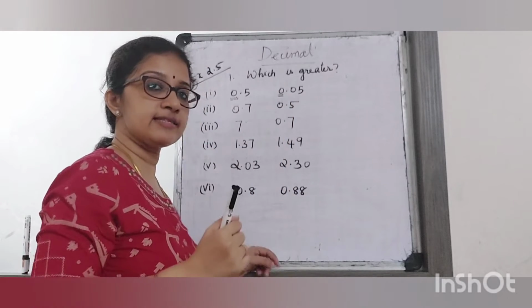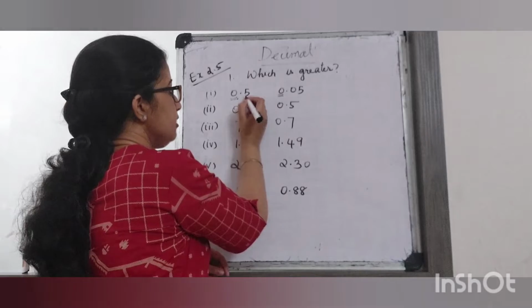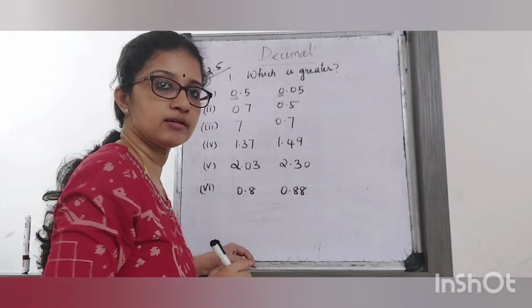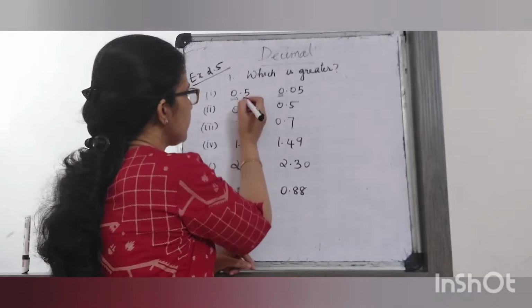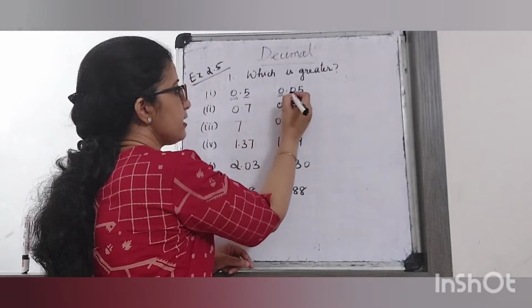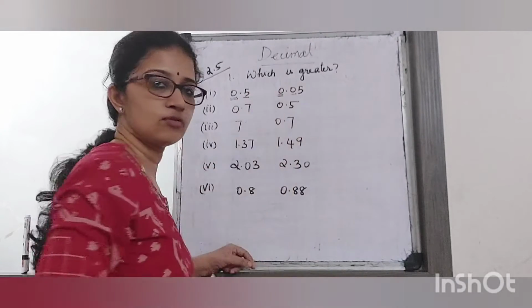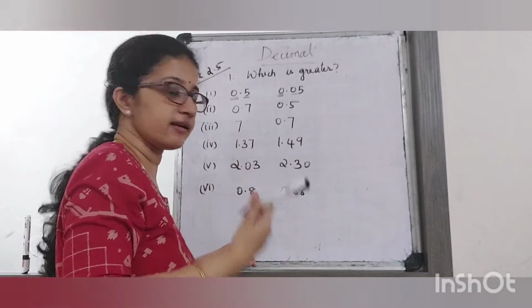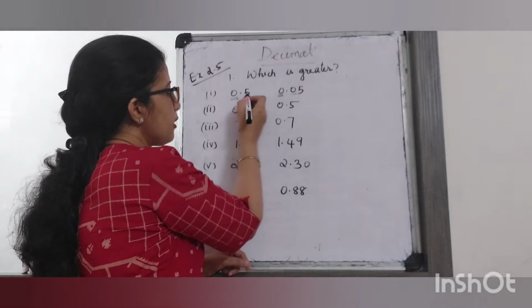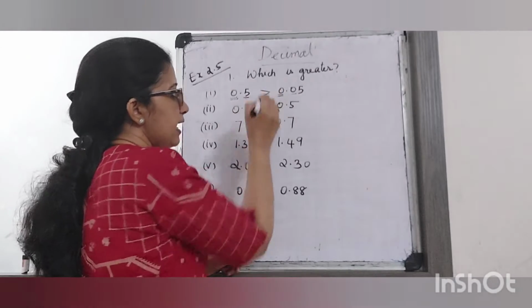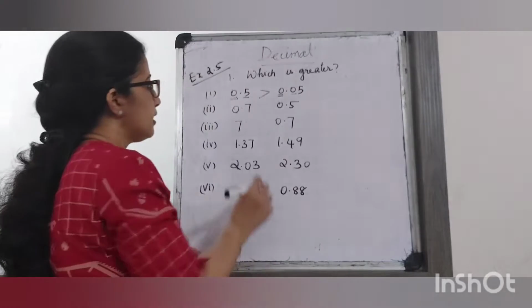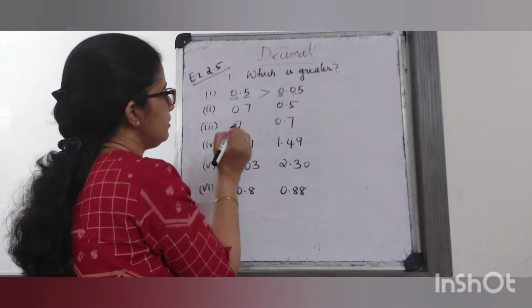So what is the next step? We have to check the number towards the right hand side of the decimal. Okay, so what is the number here? 5, and here the number is 0. Okay, so which is greater, 5 or 0? 5 is greater, right? So 0.5 is greater than 0.05. Clear? Now let's take the next example.